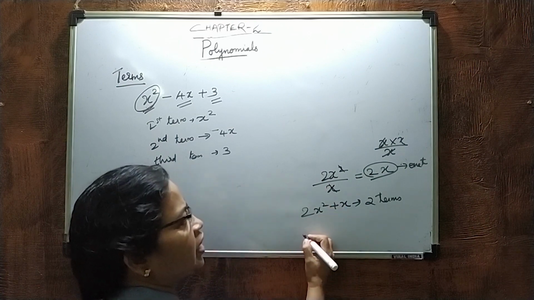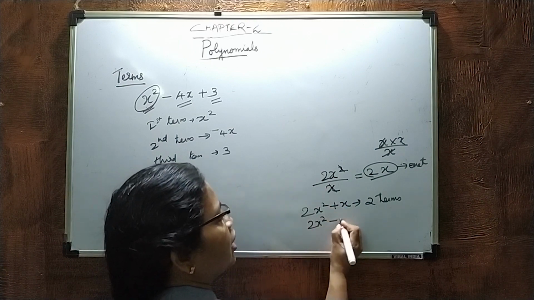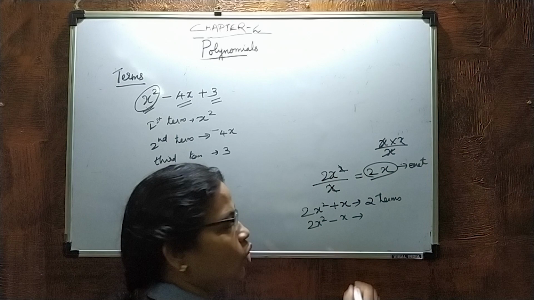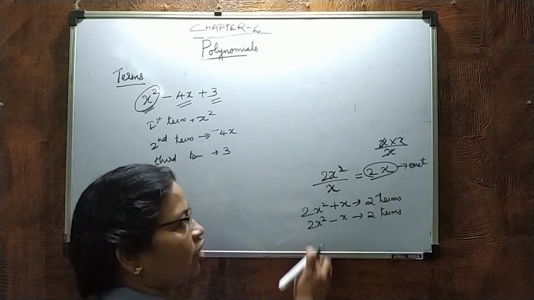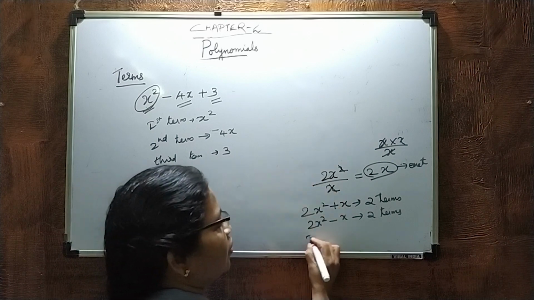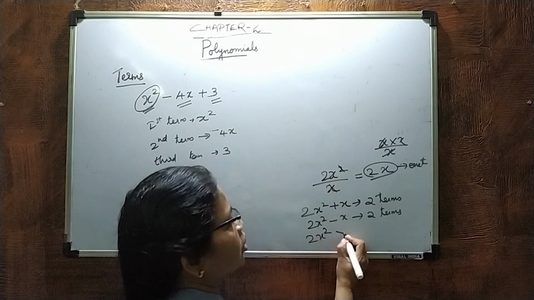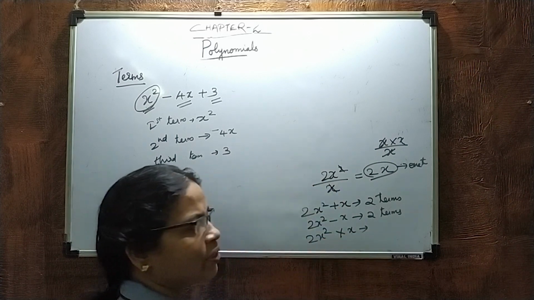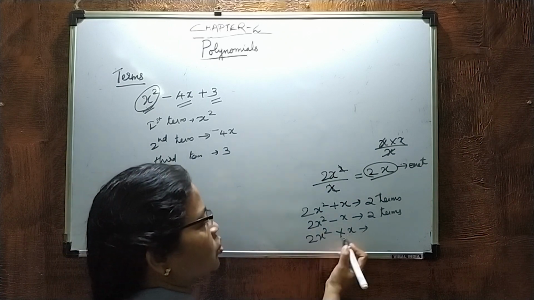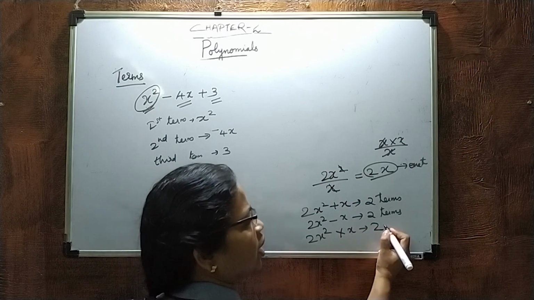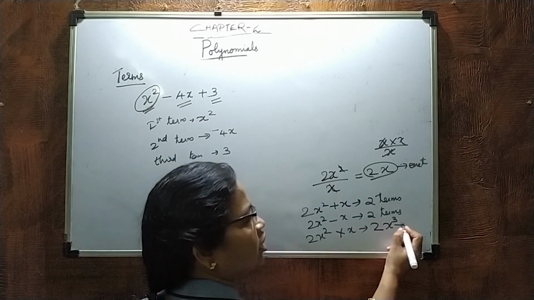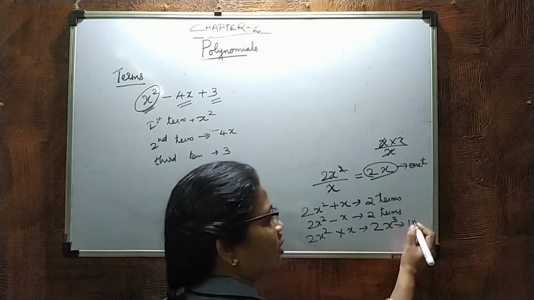Now same thing we will take 2x square minus x. How many terms? 2 terms. Right? Now here it is division; we will do it in multiplication. 2x square into x. What happens? Here 2x square into x is 2 into x square into x. It is x cube. How many terms are there? Only 1 term.